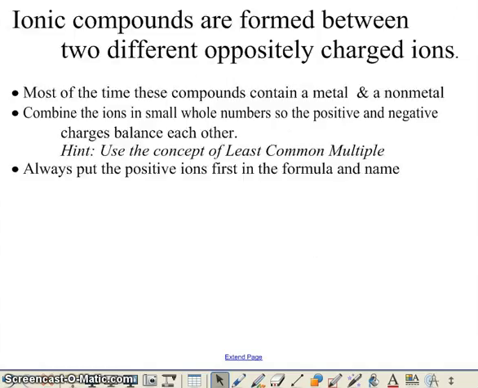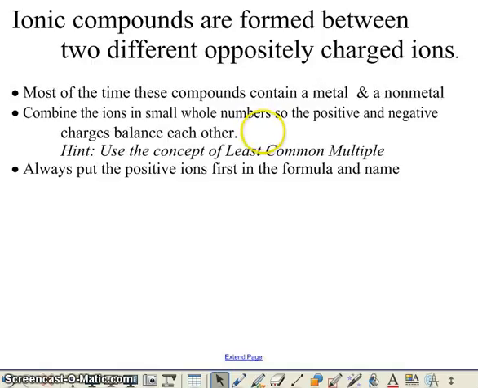So, again, ionic compounds are compounds that are formed between two ions. Those ions have to be oppositely charged, and in general, those substances are a metal and a nonmetal. They come together to form positive and negative ions, and so those charges must balance each other out. So again, an ionic compound in general comes from a metal ion and a nonmetal ion, and those ion charges have to balance each other out.